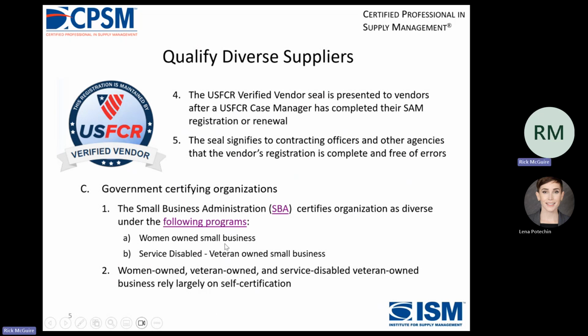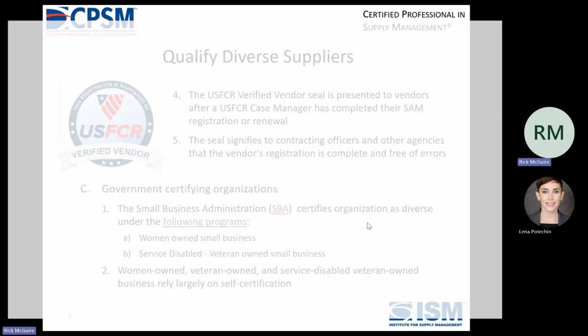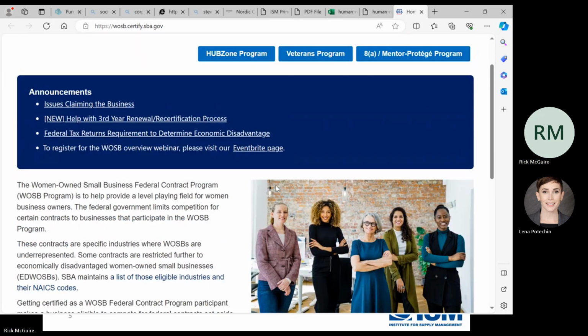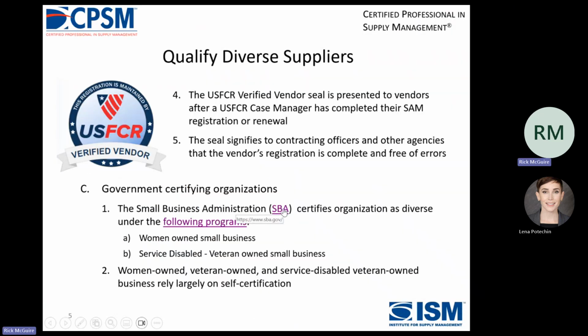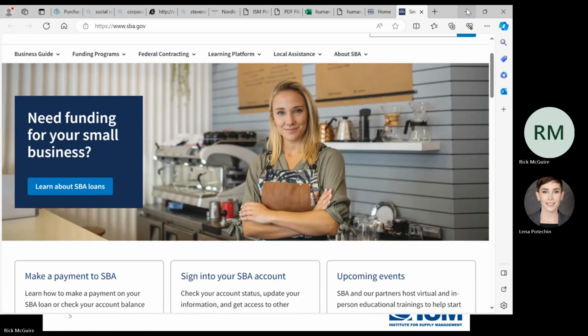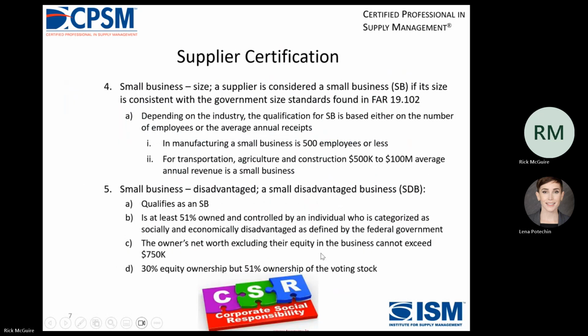And then there's government certifying organizations that will certify diverse businesses. So the Small Business Administration works with the veterans and women-owned businesses. They have a couple of programs that will certify those. They got to be small businesses though. HUBZone, veterans programs, etc. And then the SBA will tell, based on the industry, whether it qualifies as a small business.